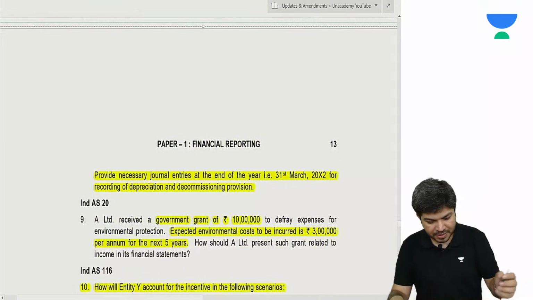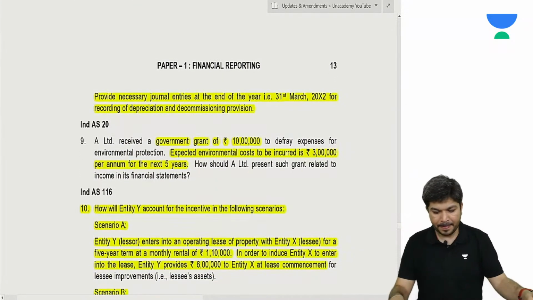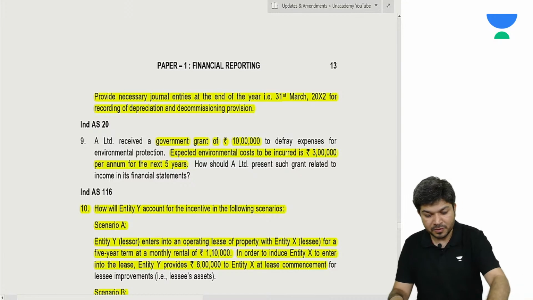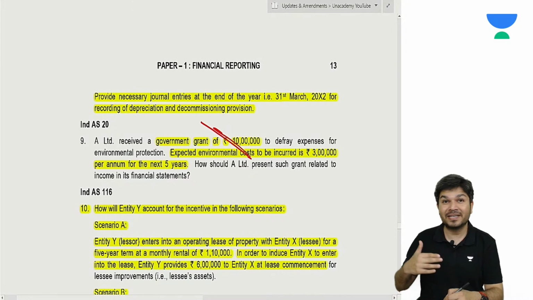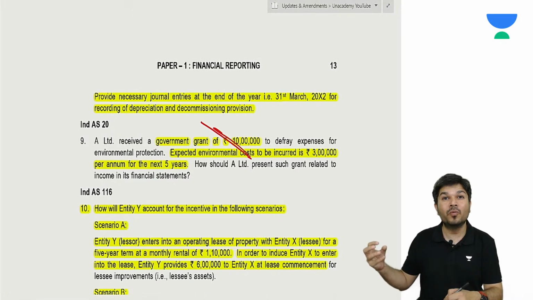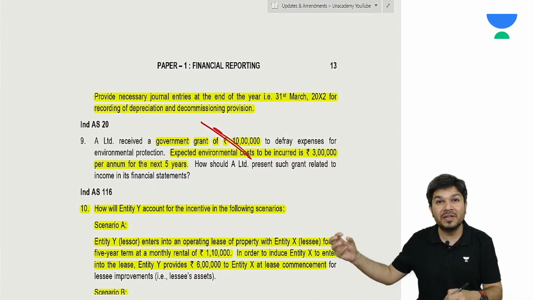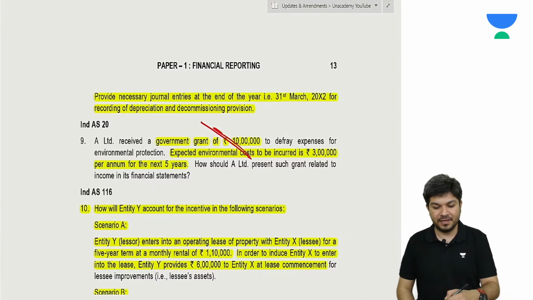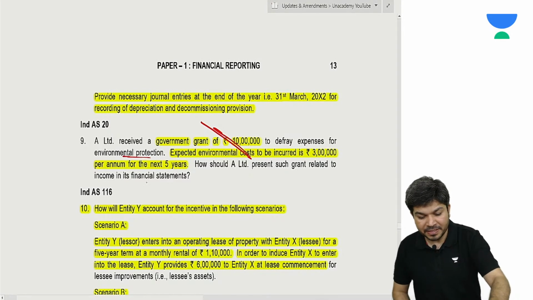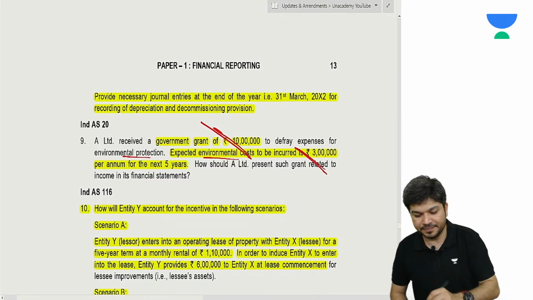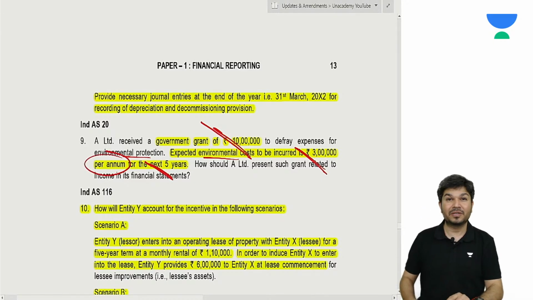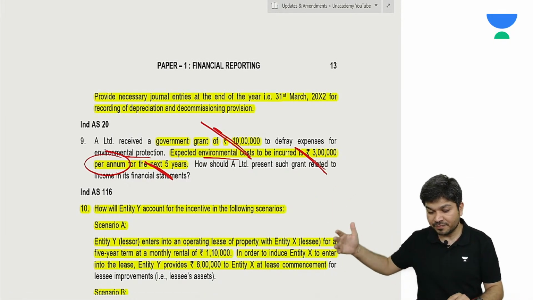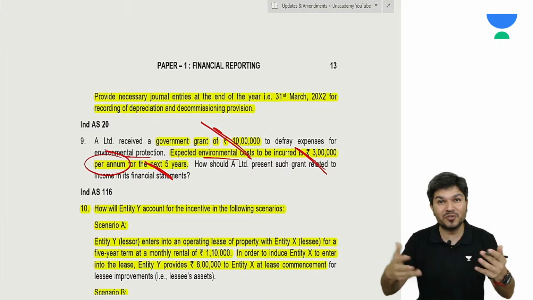Question number 9 is also simple. You got a government grant of 10 lakh. If I get a government grant of 10 lakh, can I say I have to take it to P&L on a systematic basis over the period in which the cost to fulfill the condition will be coming? So we have to do some environmental protection. The cost I have to incur is 3 lakh per annum for the next 5 years. So 3 lakh, 3 lakh, 3 lakh, 3 lakh, 3 lakh. So the 10 lakh which I've got should be amortized over 5 years.